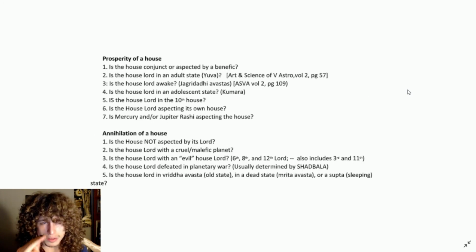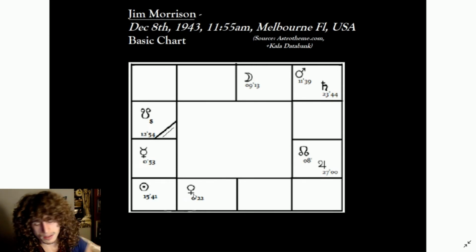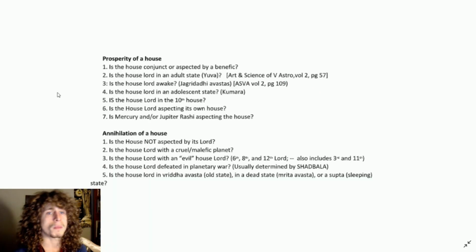Now, I want to do a quick little rundown of Ryan Kurczak's definition of the prosperity of a house. Again, we're going to be talking about the prosperity of the fourth lord, Venus, because we're in the fourth house in particular. All right. Now, prosperity of a house: is the house conjunct or aspected by a benefic? This is the house itself.